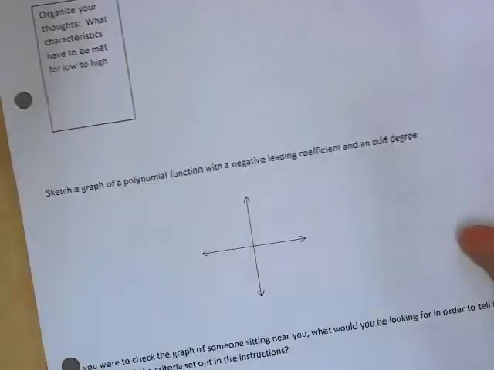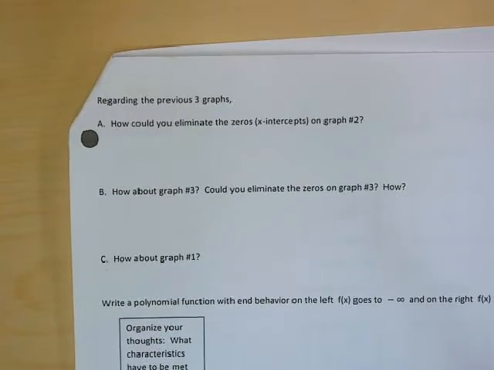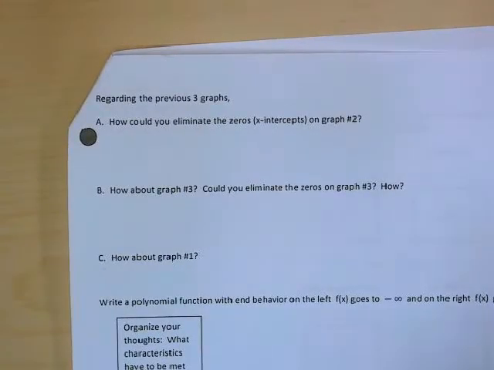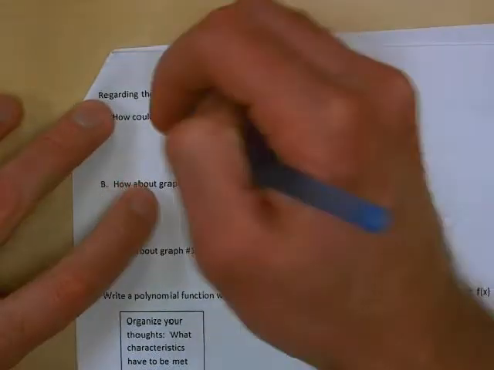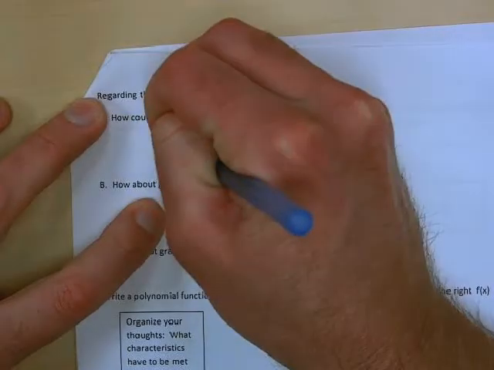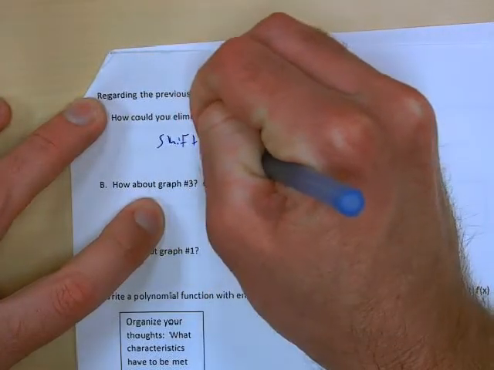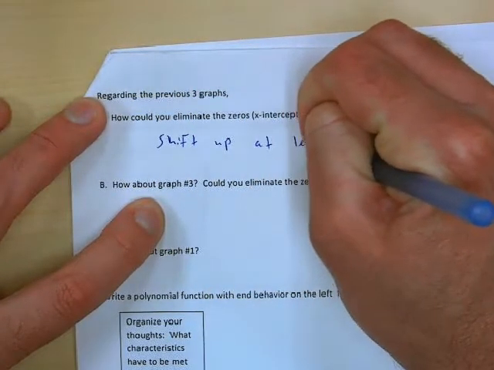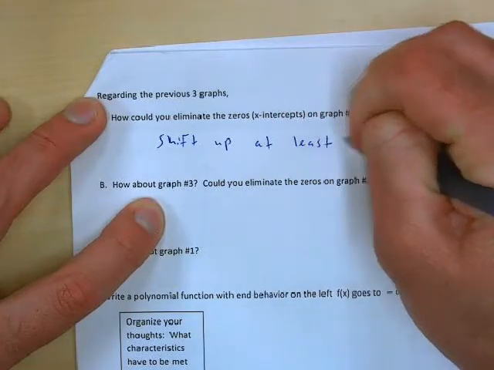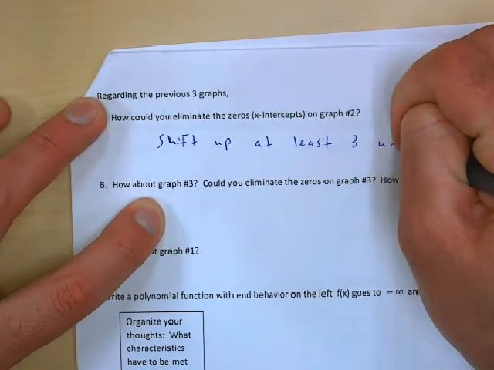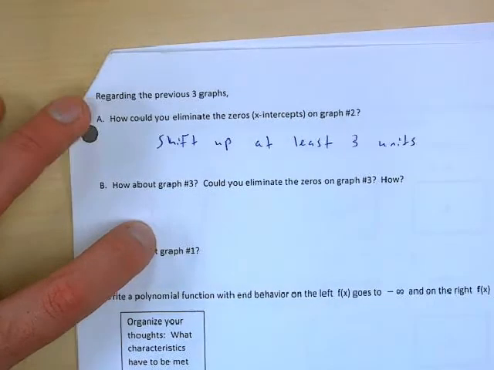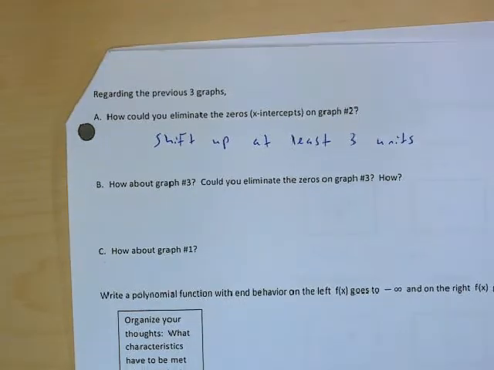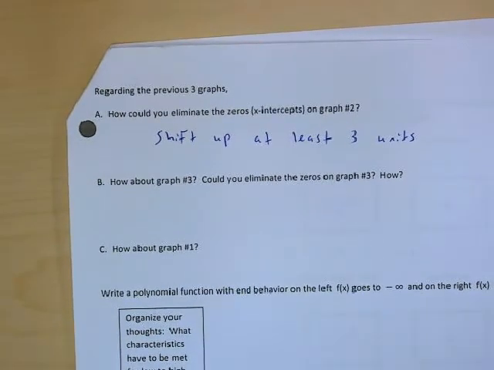So then to answer this question, how could you eliminate the x-intercepts on graph number 2? Shift up, and then we can say maybe at least 3 units. Okay, because if we shifted up 3 or more units, then that would get rid of the x-intercepts.